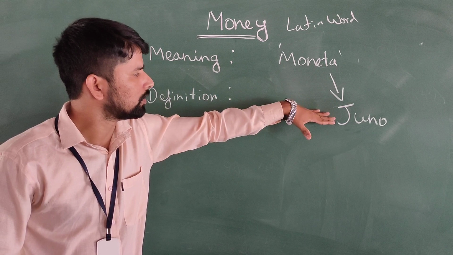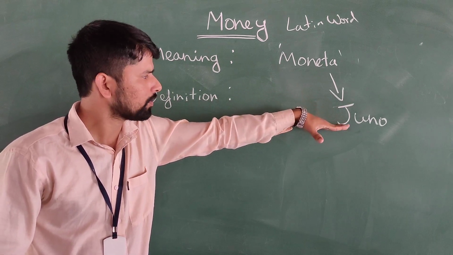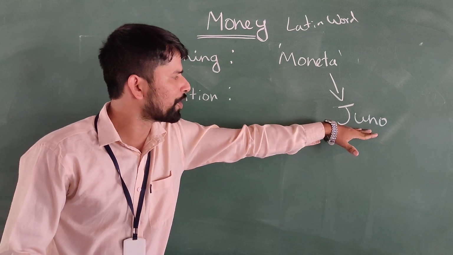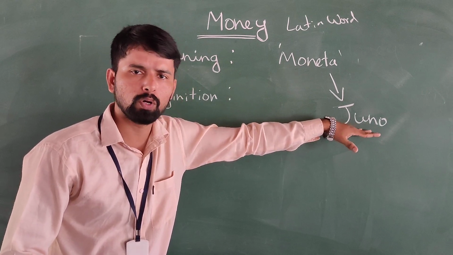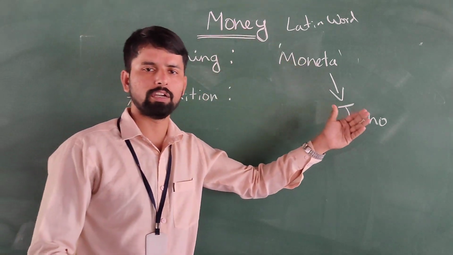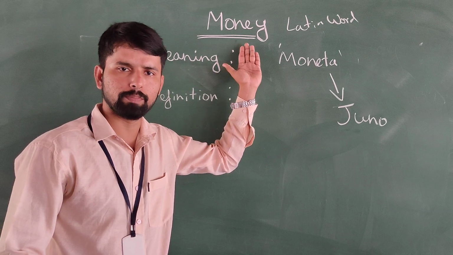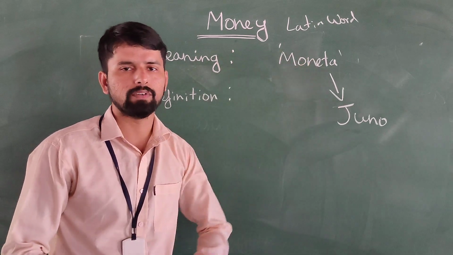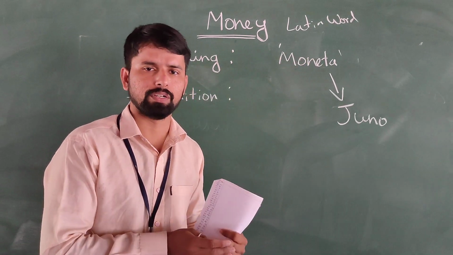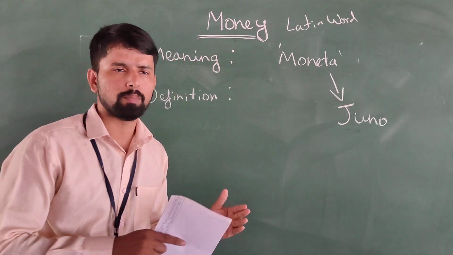Here, Juno was the nature goddess of the Roman people, and in the temple of the Roman goddess Juno, money was coined first. So that is why the modern English word money is derived from the Latin word moneta. That is the origin of modern money.